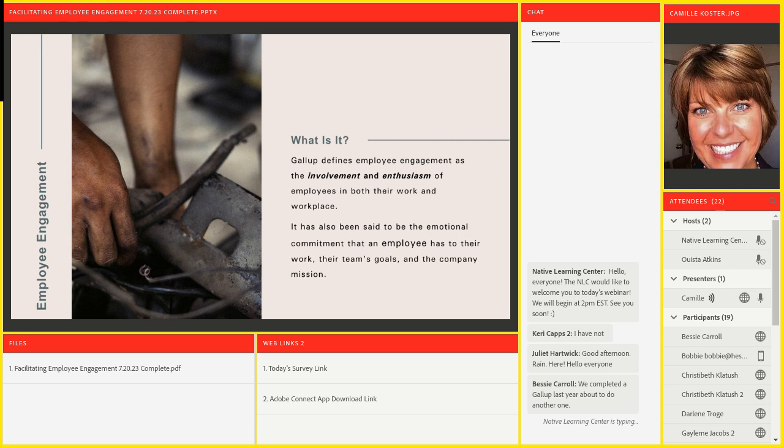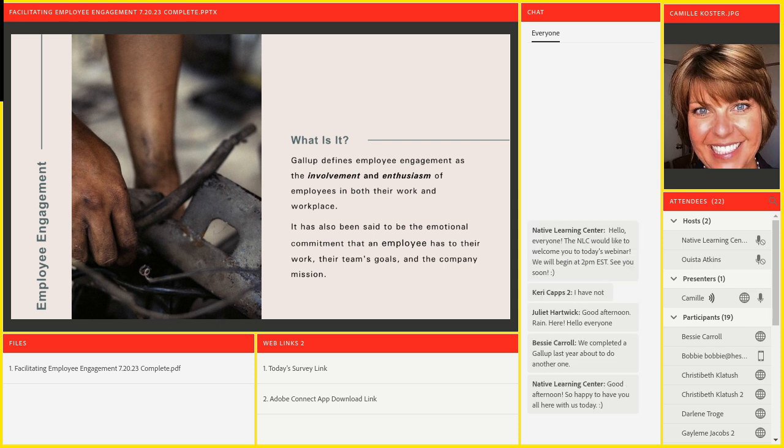So it is an organization that has focused their entire mission around really two things. They have a mission to help people find their natural strengths through their Strength Finders tool. And then they have another tool that we'll talk about today that's about employee engagement.